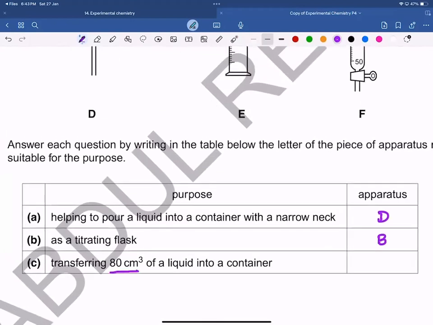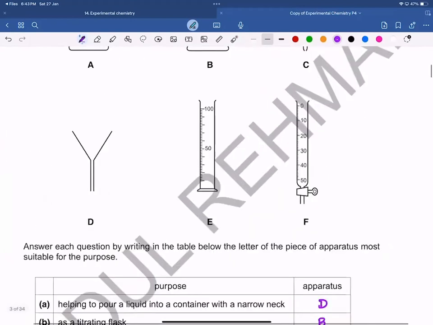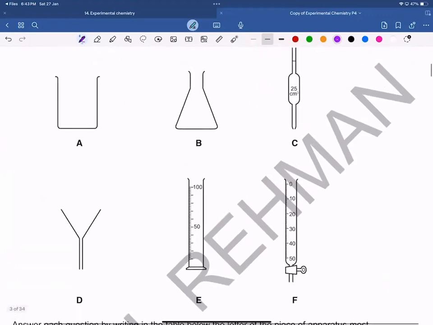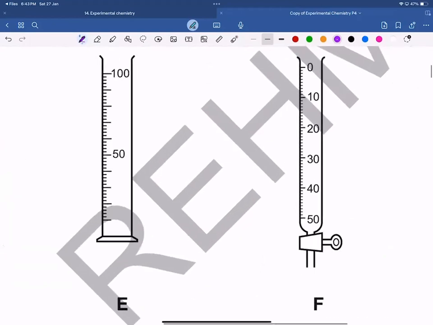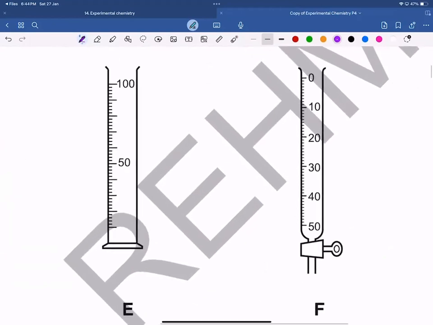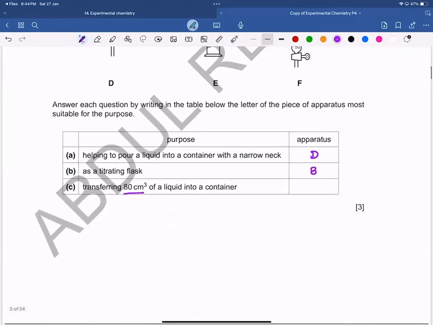Transferring 80 centimeter cube of a liquid into a container. E or F? Look at the scale of F. How much can you measure from F? 50. And you have to measure 80. So it's E.